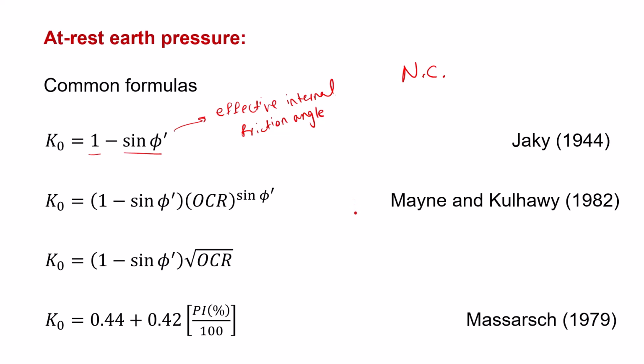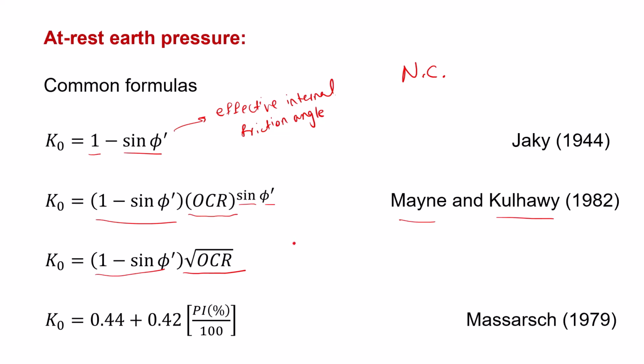To account for this, two commonly used modifications were proposed by Mayne and Kulhawy in 1982, which adjust the normally consolidated value of K0 by multiplying it by OCR to the power of sine of phi prime, or more simply, by multiplying it by the square root of OCR. And OCR is the overconsolidation ratio.